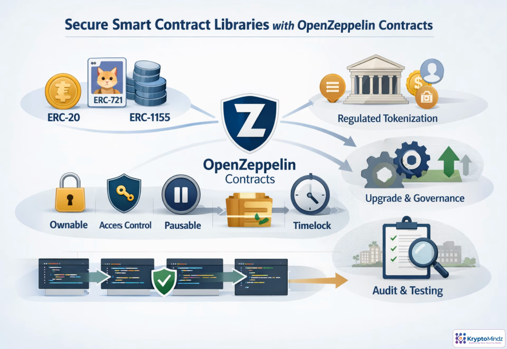OpenZeppelin Contracts helps teams avoid reinventing risky smart contract logic. It provides reviewed implementations for ERC20, ERC721, ERC1155, access control, pausing, reentrancy protection, time locks, and upgrade patterns. But libraries do not replace governance. Enterprise architects should approve specific versions, define when upgrades are allowed, document exceptions, and still require testing and audits. The aim is less custom code, with clear control over how shared components enter production.